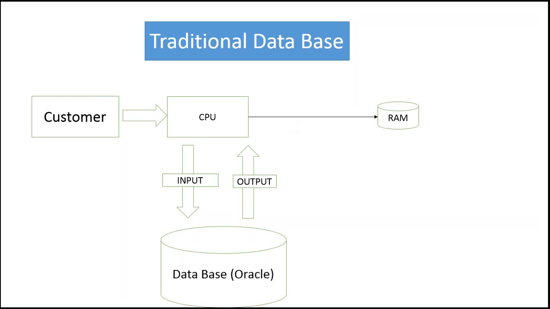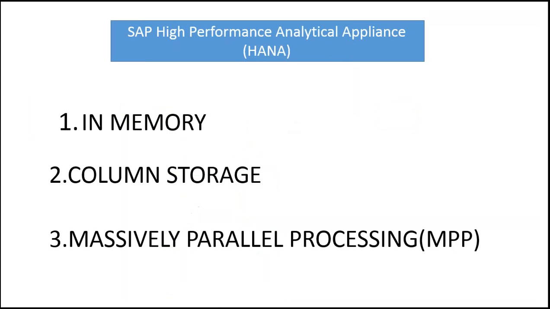HANA is very fast. Why? We have 3 steps. What is HANA? SAP High Performance Analytical Appliance. The name is called SAP High Performance Analytical Appliance. So what is HANA? We remember 3 steps. First one is in memory. Second one is column storage, and third one is MPP, massively parallel processing. These 3 points are very important for HANA.